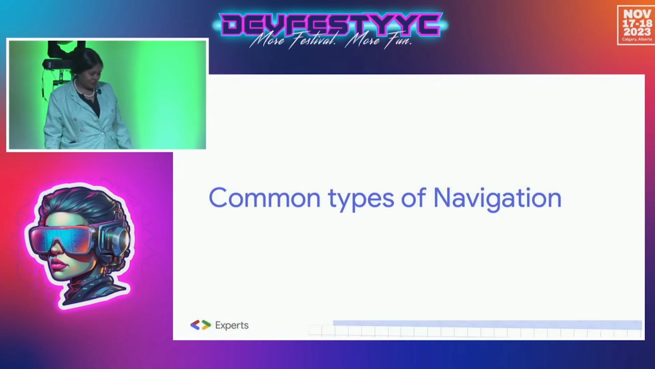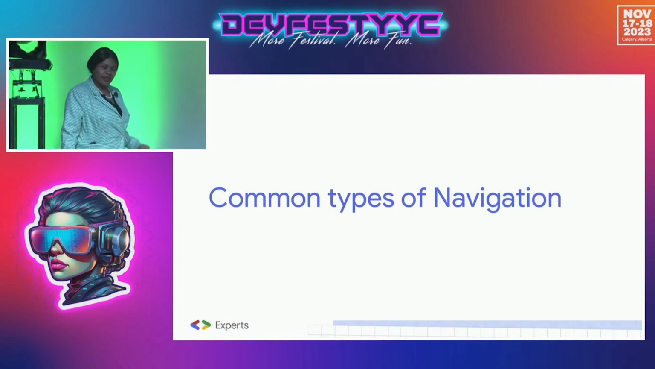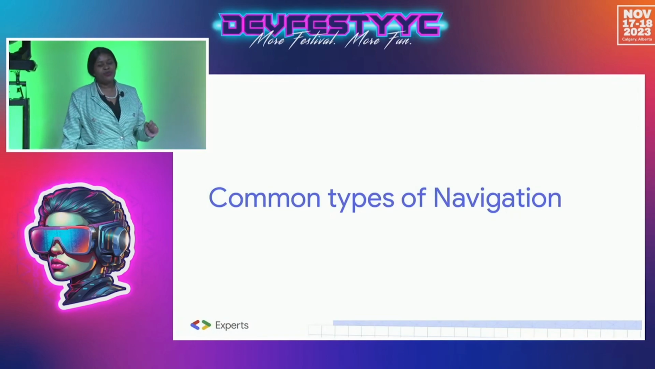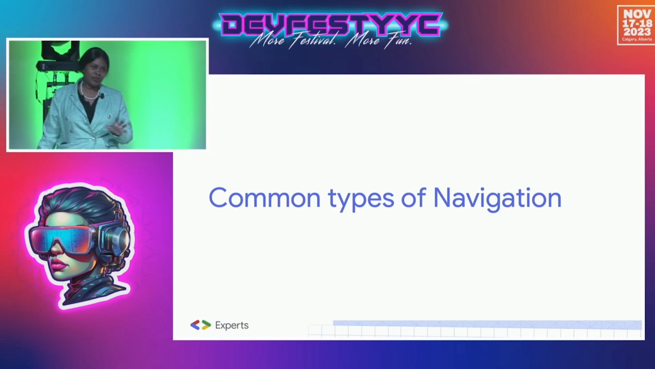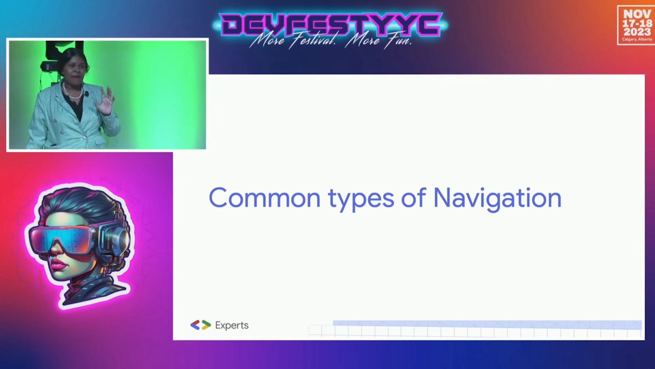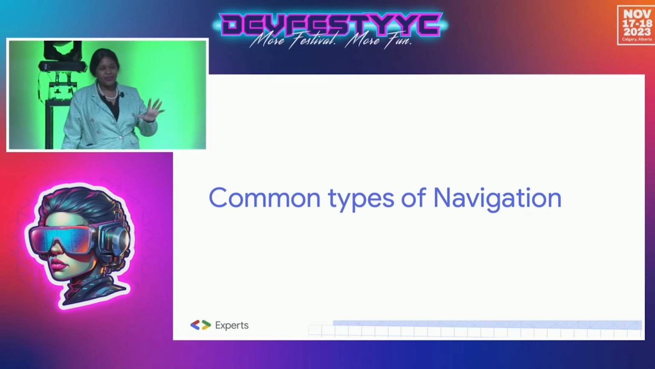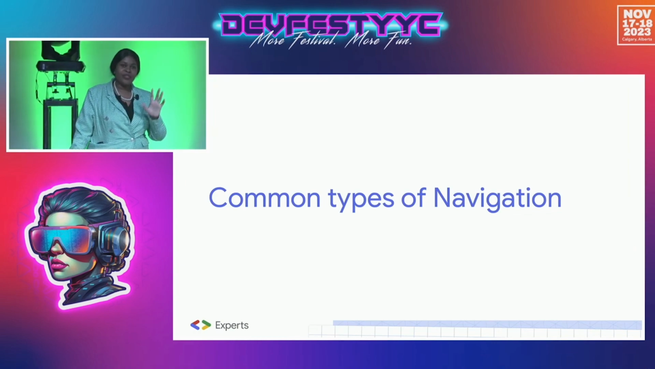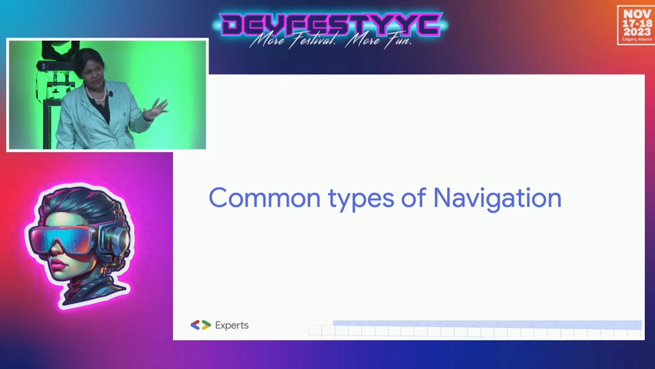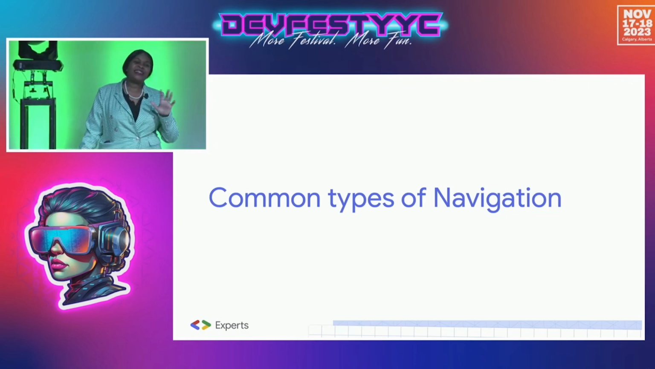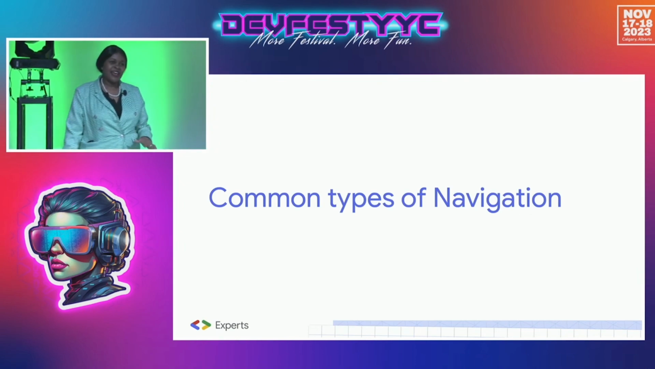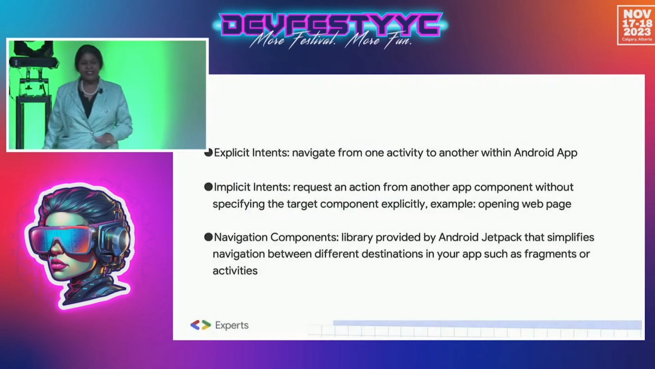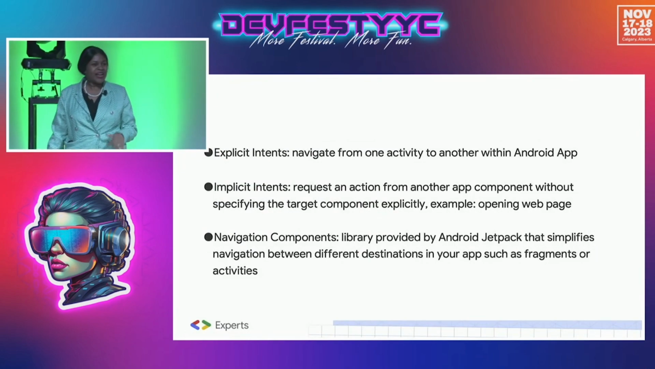Okay, so before we jump into writing the code, I want us to go through common types of navigation. And why is this important? The reason is that if you're an Android engineer, you'll get asked these questions in your lifetime, especially during a coding interview. Like, what are common types of navigation? And the most popular one is they will ask you, what is an explicit intent?